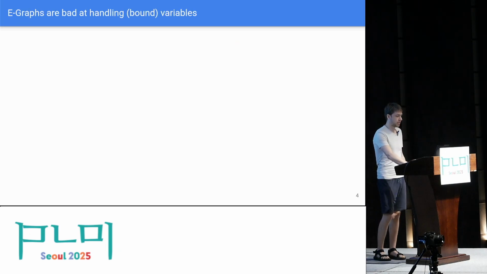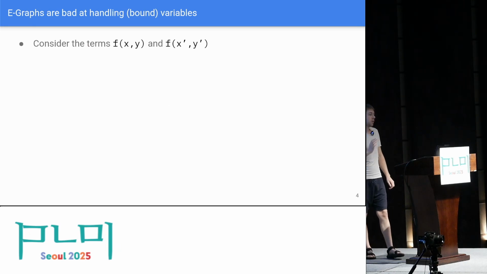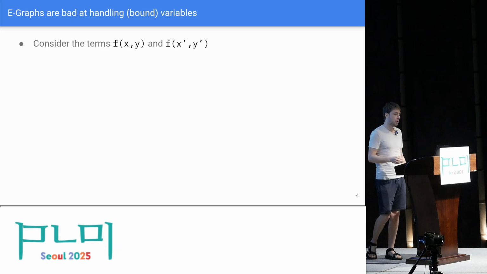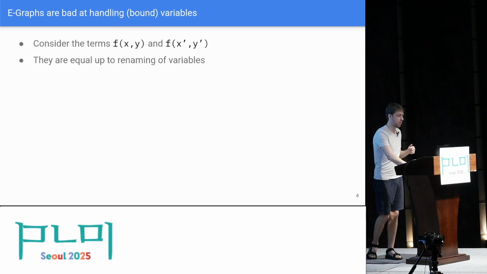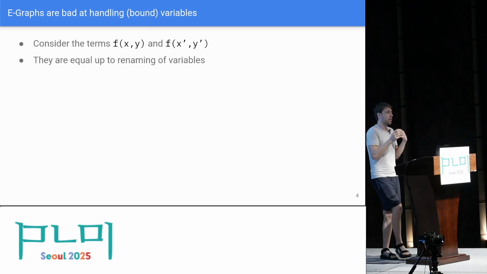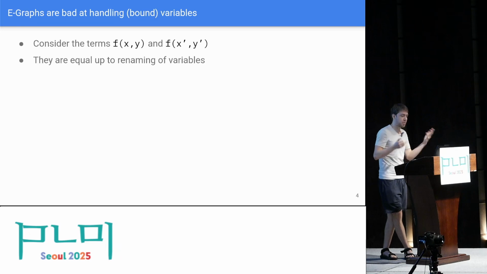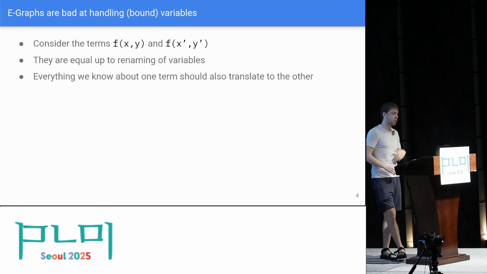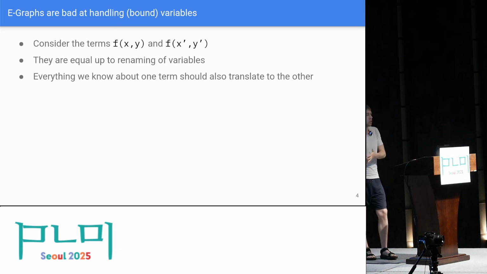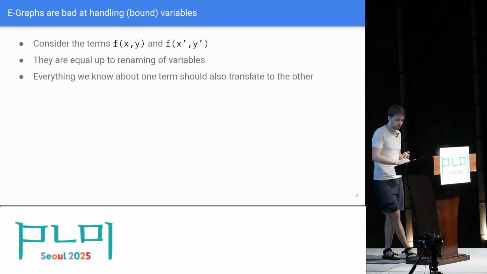And I want to show this as an example. Consider the two terms, f of x y and f of x prime y prime, which are pretty much the same, except that there are different names of variables in them, right? So structurally, these are really the same terms. If you analyze them, you'll make the same conclusions, just that the conclusion will have x prime instead of x and y prime instead of y. So whatever you know about f of x and y, you can translate that knowledge directly over to f of x prime y prime, and it's really structurally the same thing.